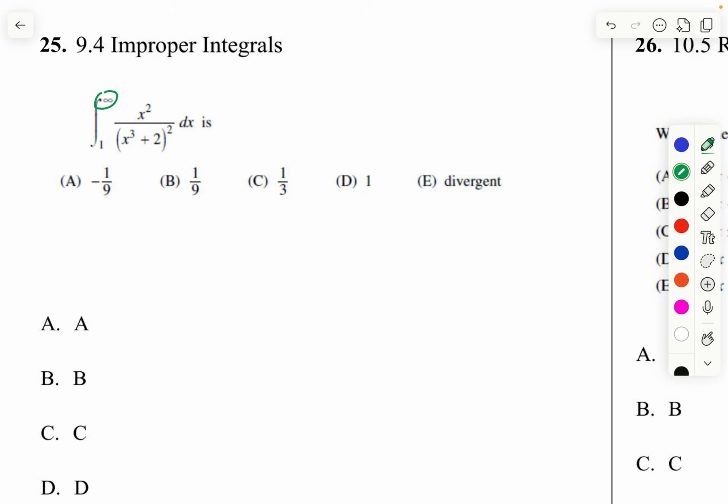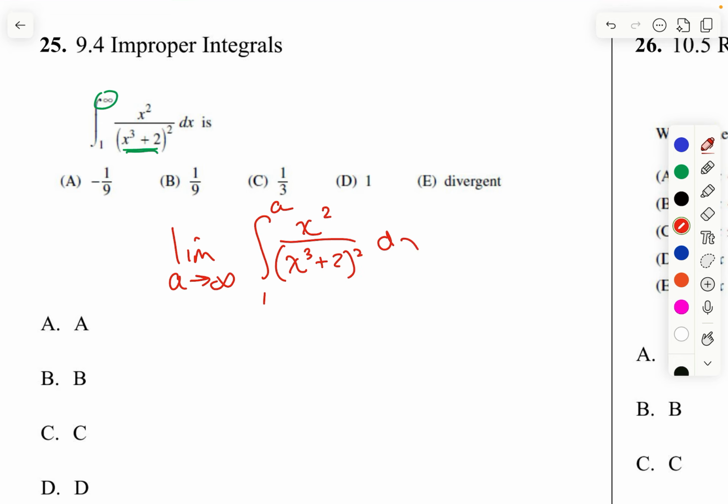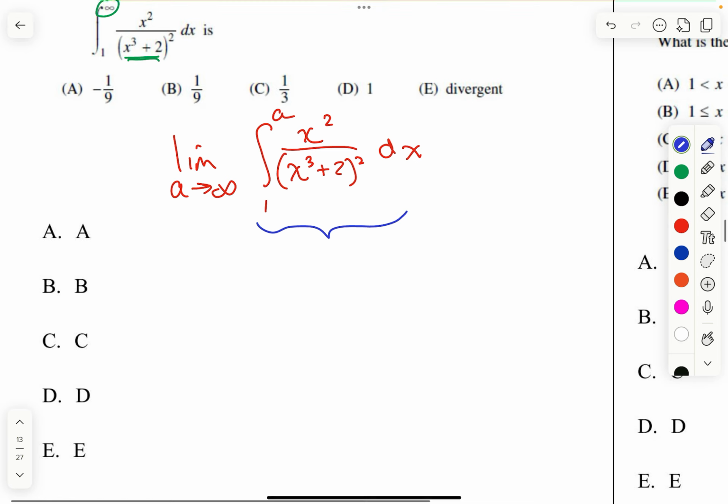I think I can do a u substitution because I see an x cubed and I see an x squared above, which is its derivative, or a version of its derivative. So let's change this problem. First, I'm going to use good notation in this explanation. Let's just say I'm going to replace this with an a, make it a definite integral. Okay, so let's deal with this, and then we'll push a off to infinity.